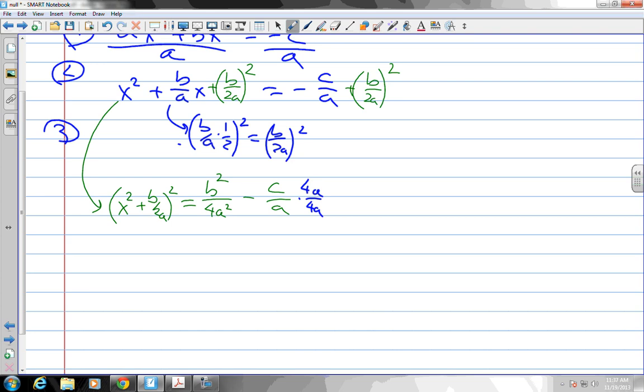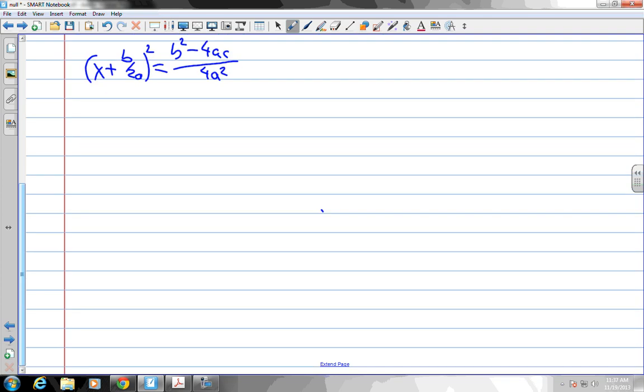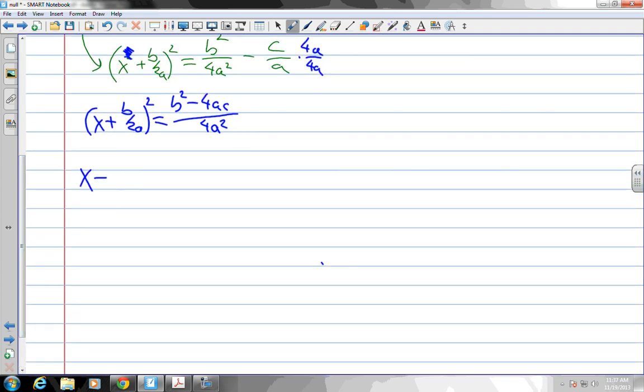So look at this. By the way, this shouldn't be squared, sorry. So it's x plus b over 2a squared equals b squared minus 4ac over 4a squared, right? If I actually combine those. Okay, so now I have my perfect square equals some number. So I'm going to go ahead and take the square root of both sides. So this is x plus b over 2a equals plus or minus the square root of b squared minus 4ac over 4a squared.